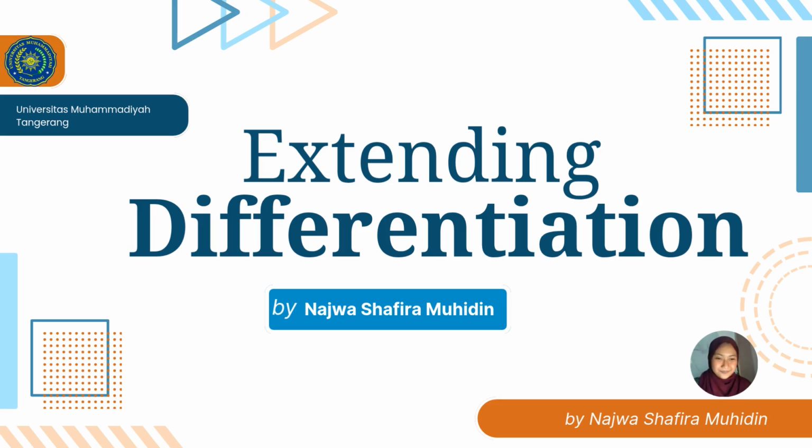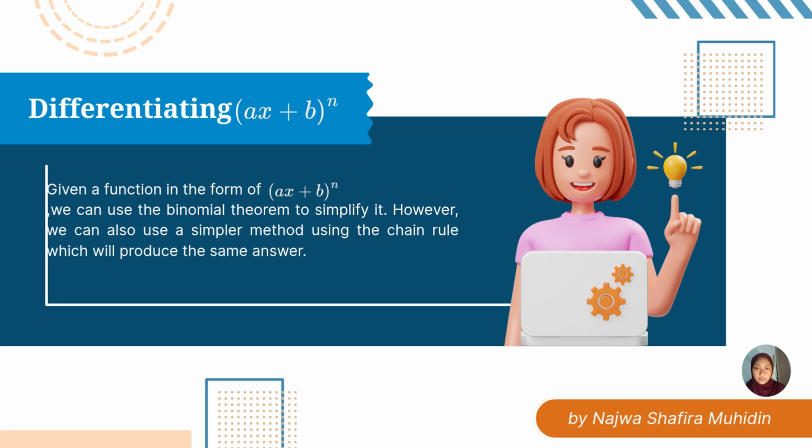Let's begin. Differentiating (ax+b)^n. Given a function in the form of (ax+b)^n, we can use the binomial theorem to simplify it. However, we can also use a simpler method, the chain rule, which will produce the same answer.